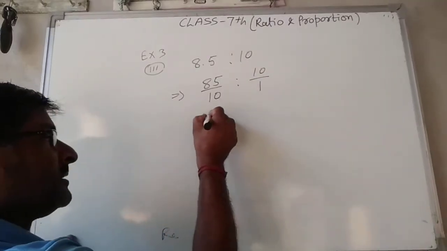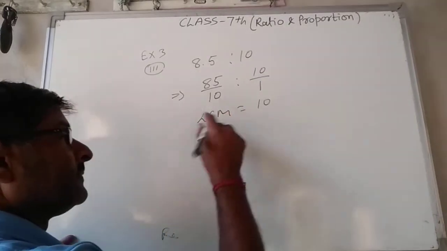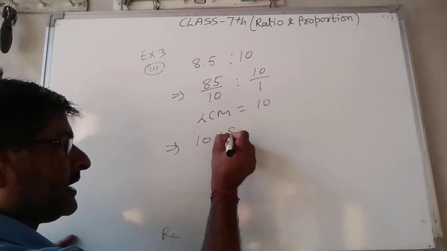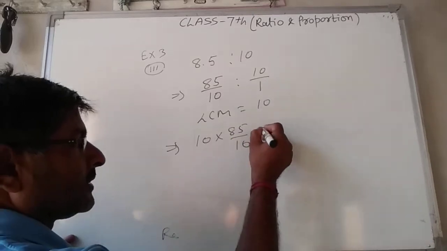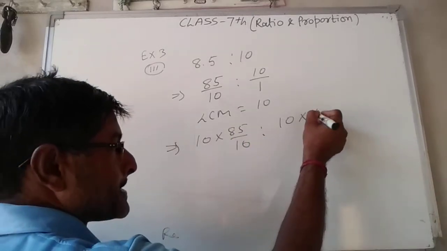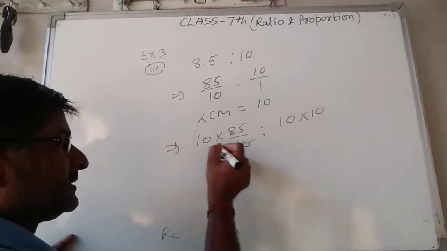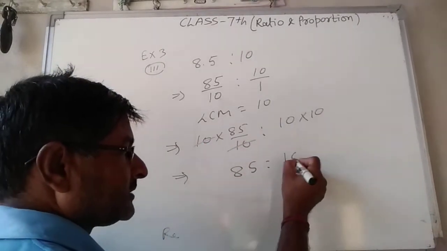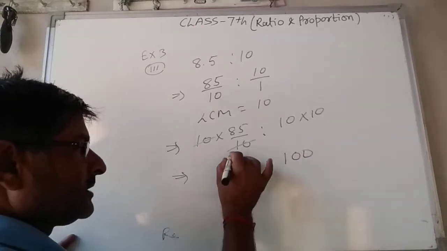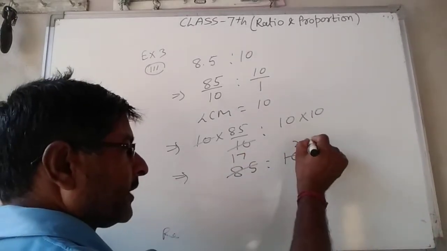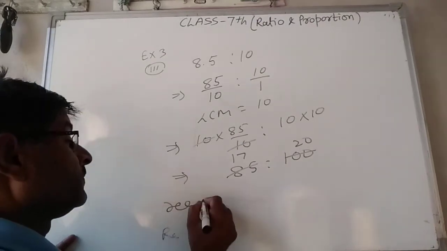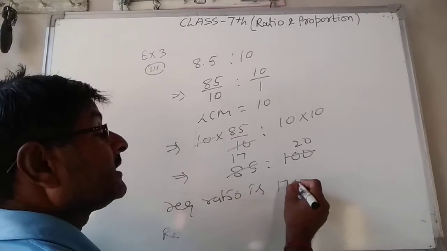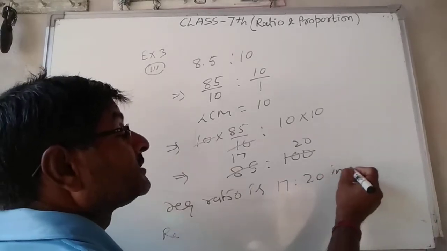So now the LCM is equal to 10. So 10 से दोनों को मल्टीप्लाई कर देंगे. 10 multiply 85/10 ratio 10 multiply by 10. 10 से 10 कैंसिल हो गया. We get 85 ratio 100. Now you can cancel both the numbers by 5. So the required ratio is 17:20 in simplest form.